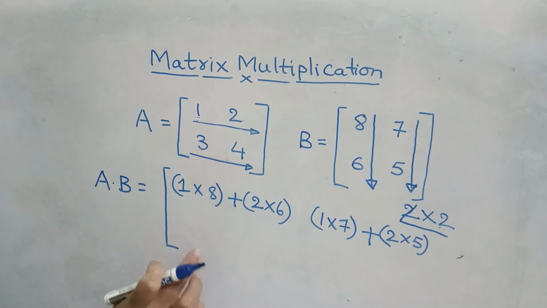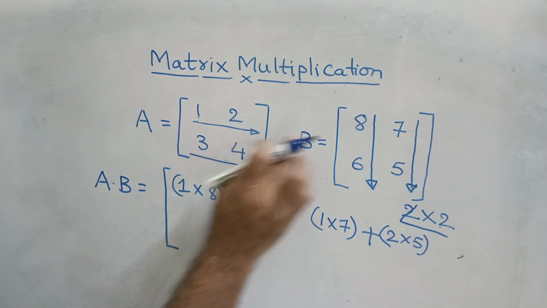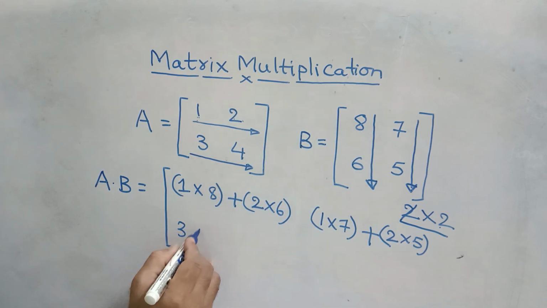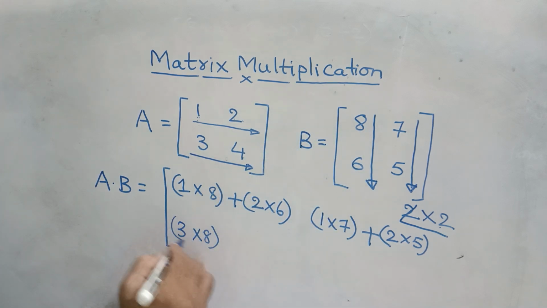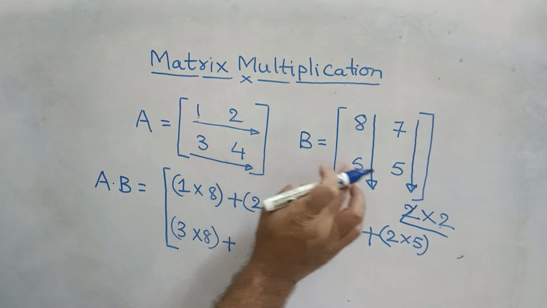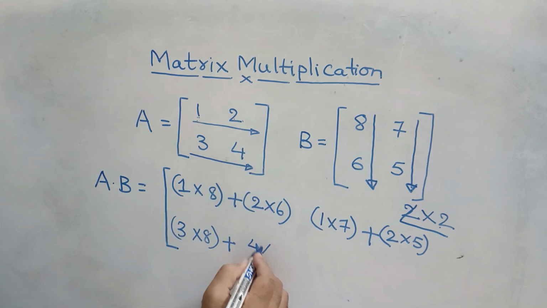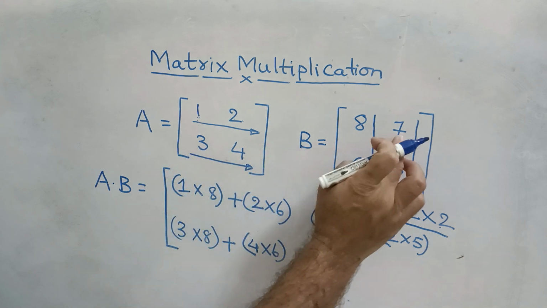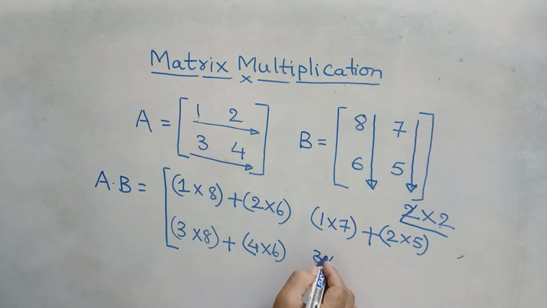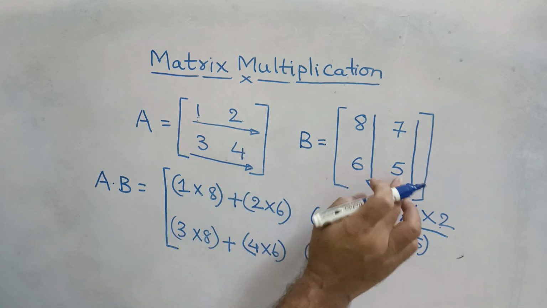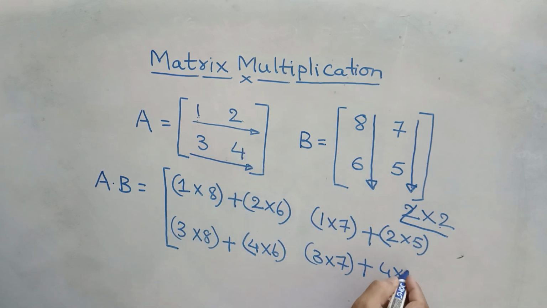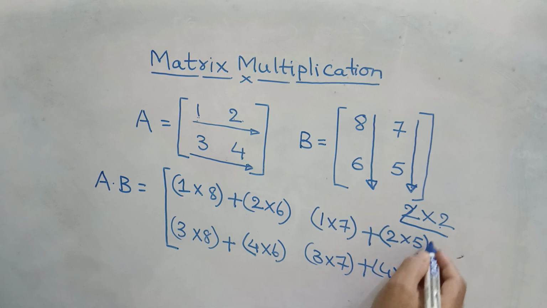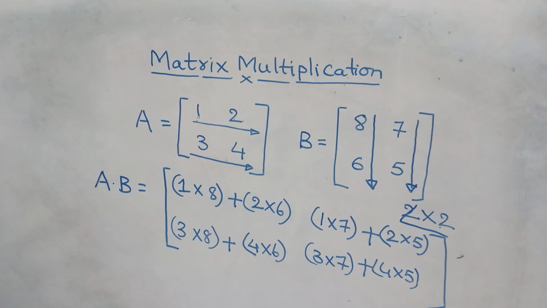And what is the third element here? 3 into 8 plus 4 into 6. Getting it? Very, very simple. Nothing difficult here. 3 into 7 plus 4 into 5. How easy it is. Now close the bracket. Clear?